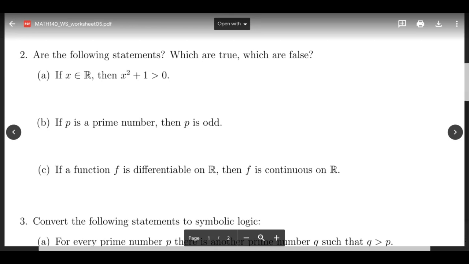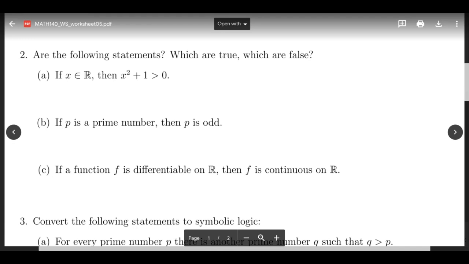So that's the first one. 2B: if p is a prime number, then p is odd. Prime numbers have two factors, 1 and itself. Is this true? B is false, right? Can anybody tell why it's false? Because 2 is a prime number and it's even. Great. 2 is the smallest prime number and is the only even prime. So B is false because 2 is prime, but 2 is even.